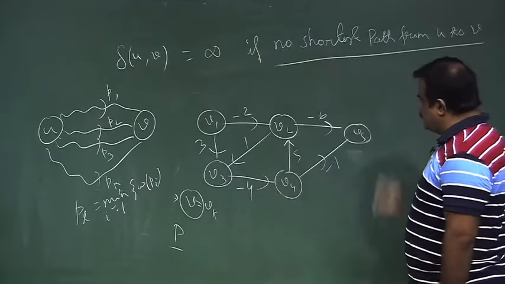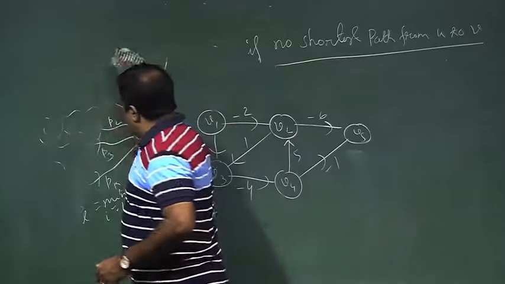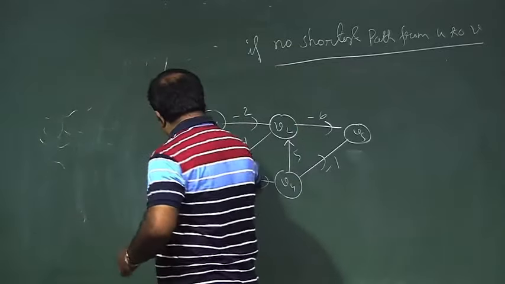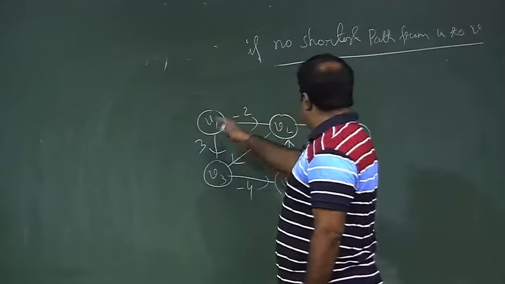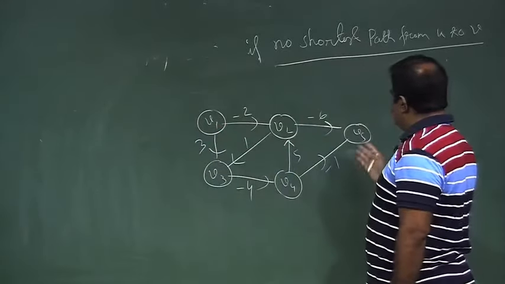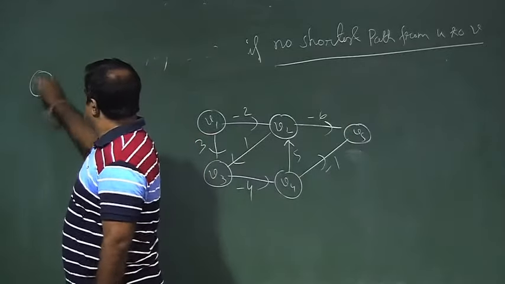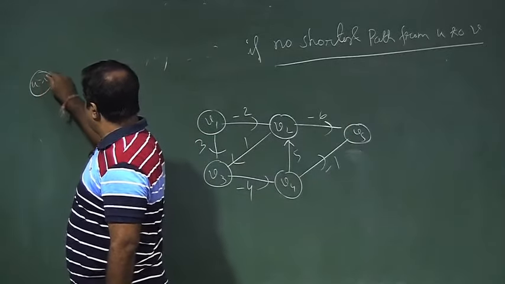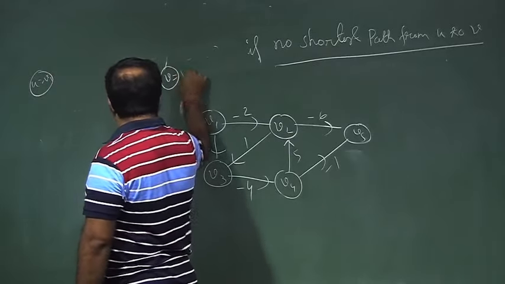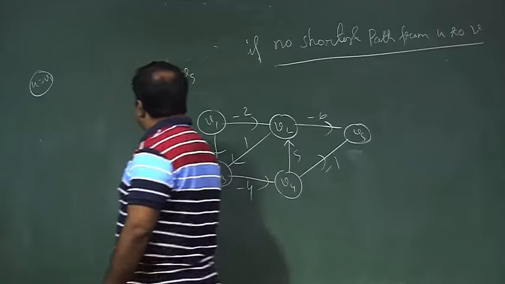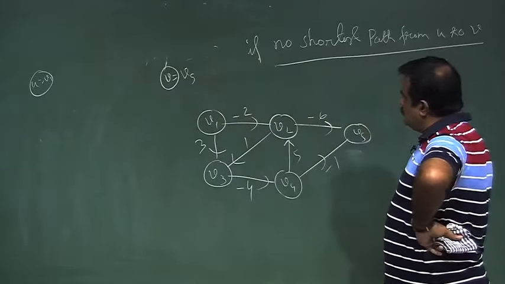Okay, so let us take this example. Suppose we want to find, this is a graph. Suppose we want to find the shortest path from, say, V1 to V5. Suppose U is V1, and V is, say, V5. So, we want to find the shortest path from U to V. So, how many paths are there from U to V?